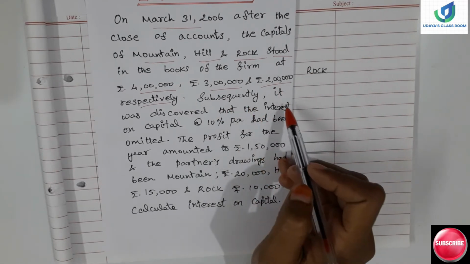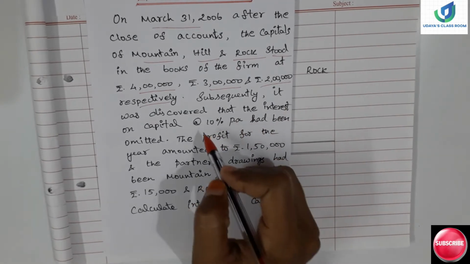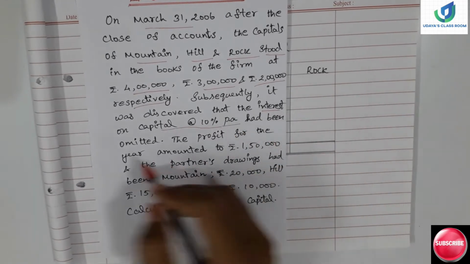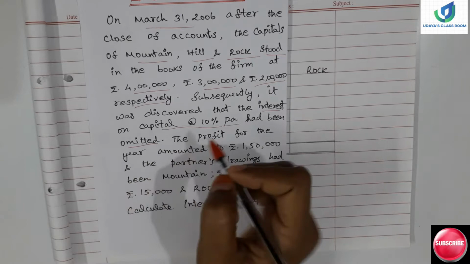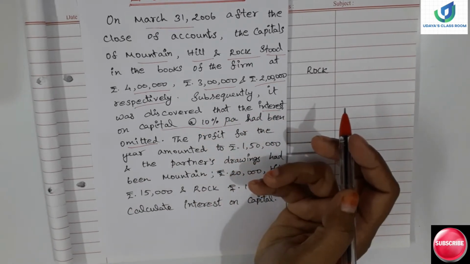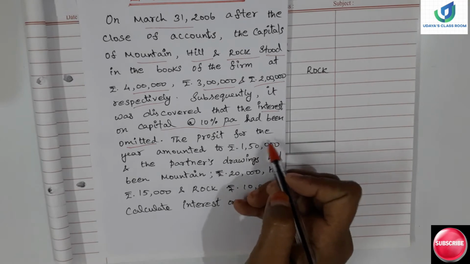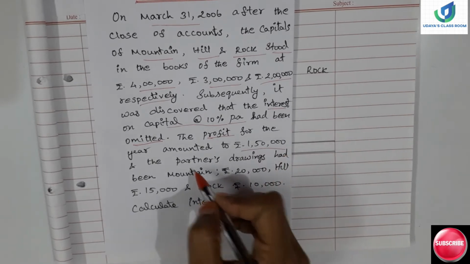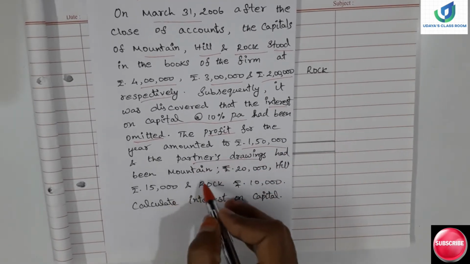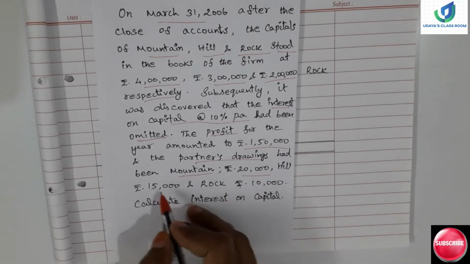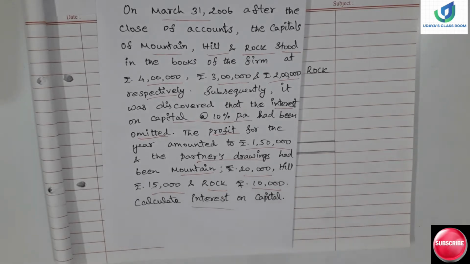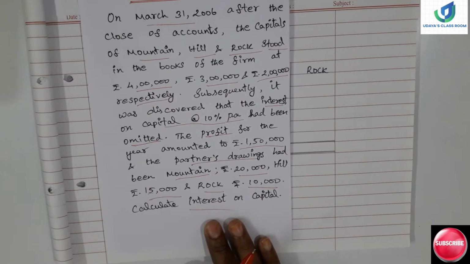Subsequently, it was discovered that the interest on capital at the rate of 10% per annum had been omitted, which means they did not record it. The profit for the year amounted to rupees 1,50,000 and the partners' drawings had been Mountain 20,000, Hill 15,000 and Rock 10,000. Calculate interest on capital. So with this sum, we have to work out the interest on capital.